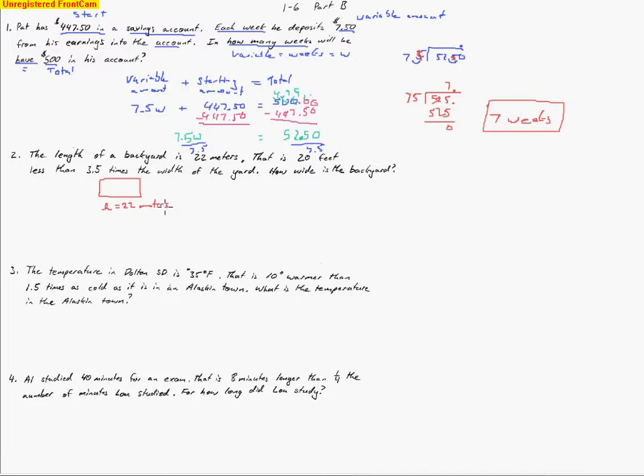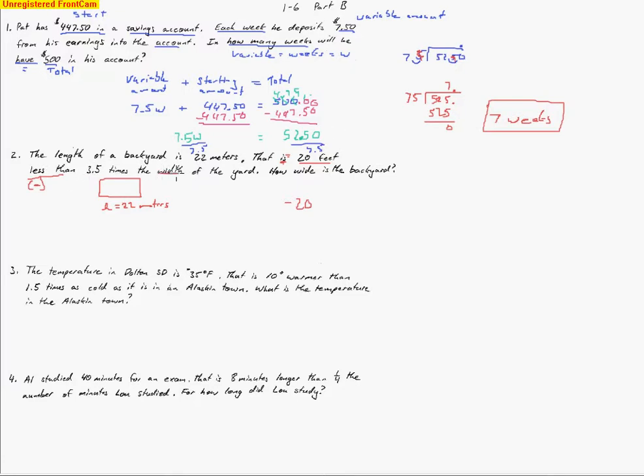Well, it says "is," which typically tells us we're dealing with an equal sign. So 22 is 20 feet less than. I'm going to start with this, 20 feet less than. Whenever I see less than, that means minus. So I'm going to put a minus sign here. Less than 20 means you're taking 20 away. Less than 20, and then it says 3.5 times the width.